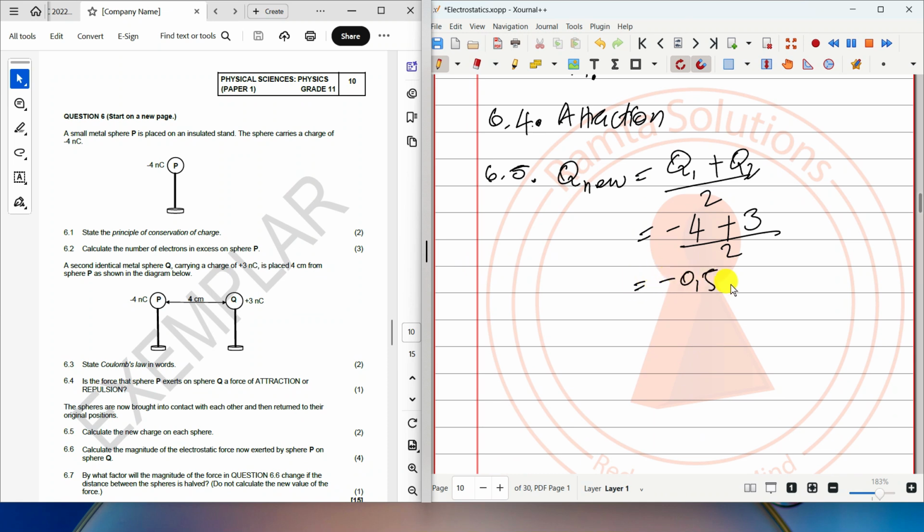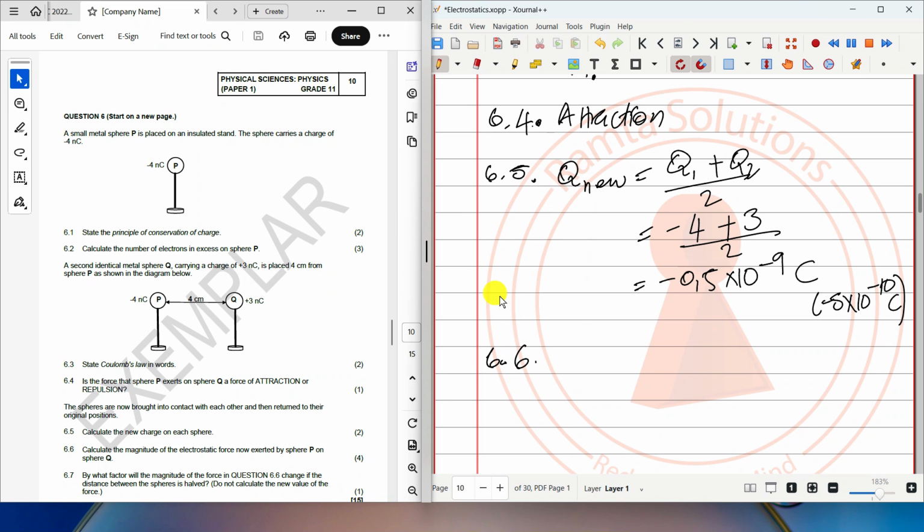So here we have negative 0.5 times 10 to the negative 9 coulombs. That is the charge. We can leave it here. Even if you say it'll be negative 5 times 10 to the negative 10 coulombs, it's still okay. Okay, perfect.